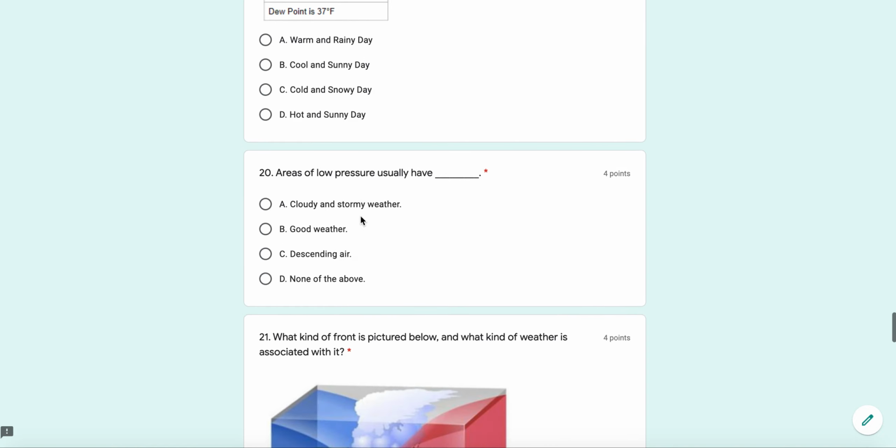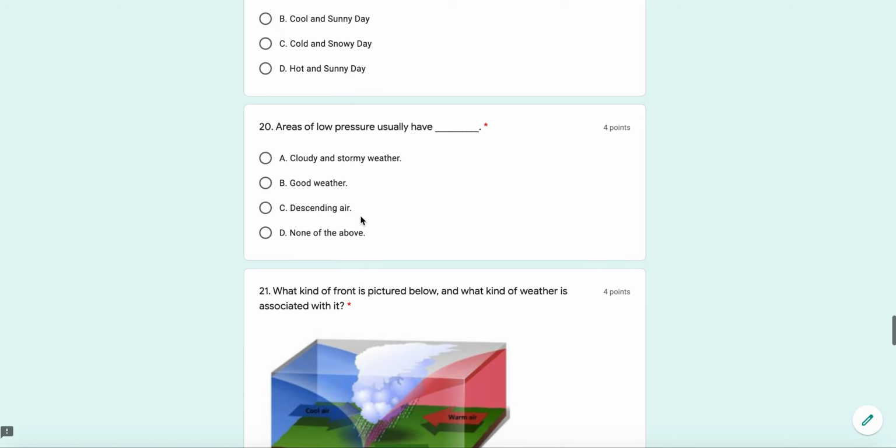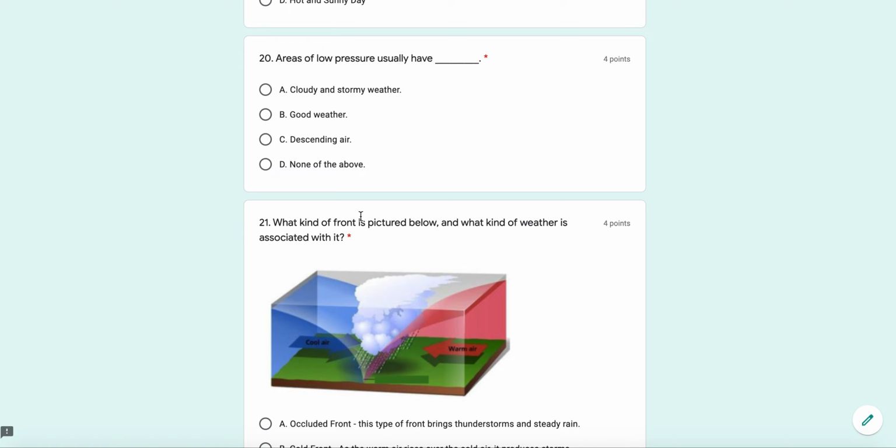Number 20, areas of low pressure usually have blank. A, cloudy and stormy weather. B, good weather. C, descending air. D, none of the above.